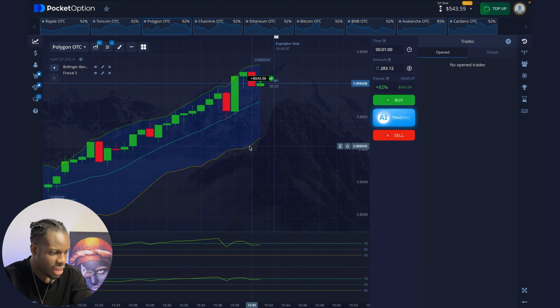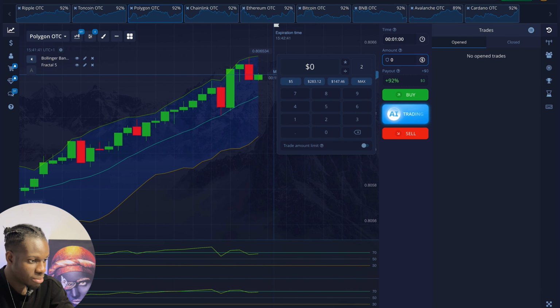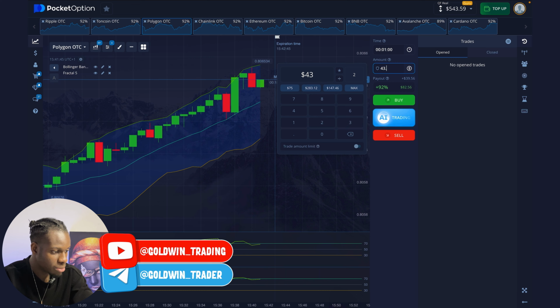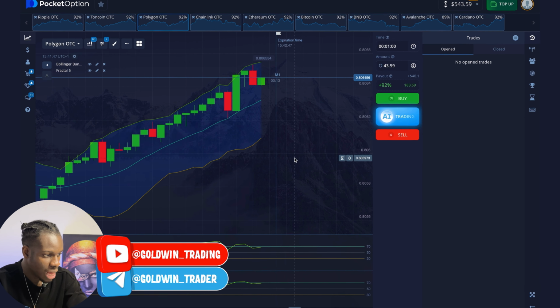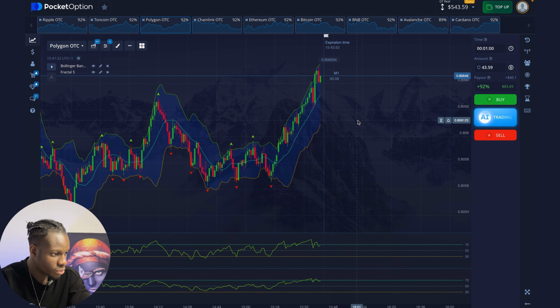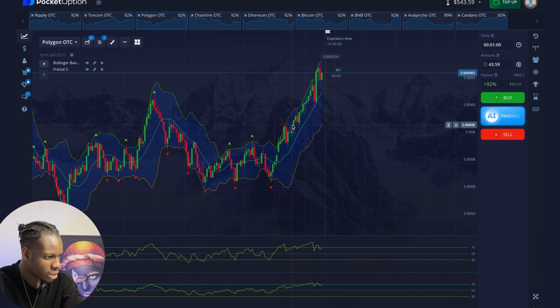Perfect. Perfecto, guys. We are in a profit again. We're on a streak today. Let's keep that going. Okay, I'm not going to open for the maximum amount this time because we already have enough profits. Let's just open for $40, $43, and look for another opportunity to make money from this market.